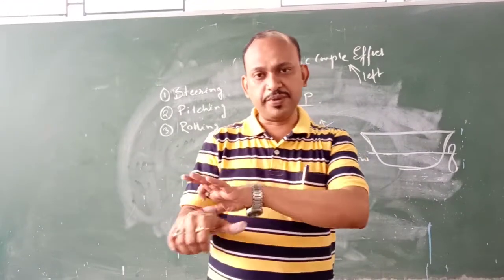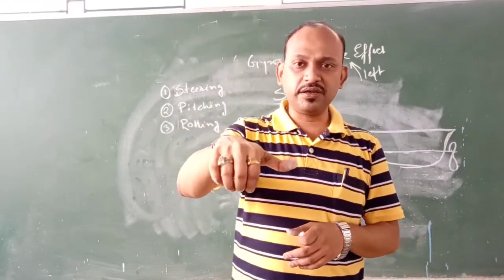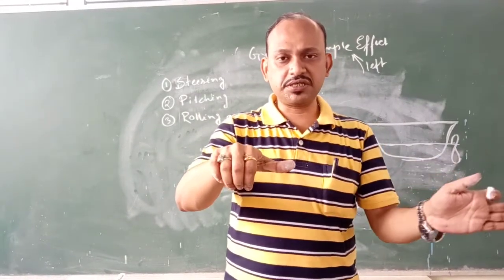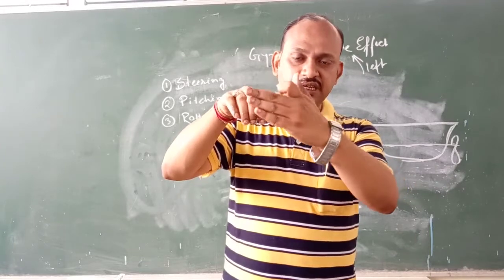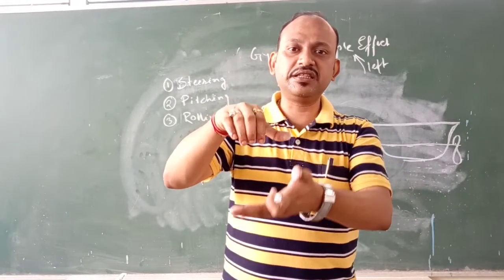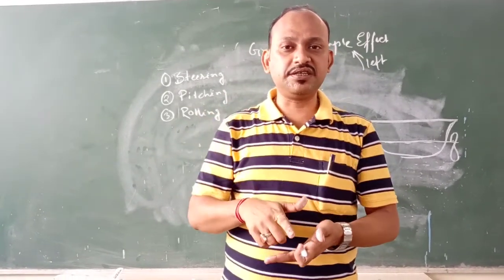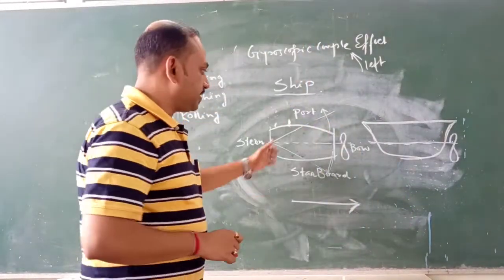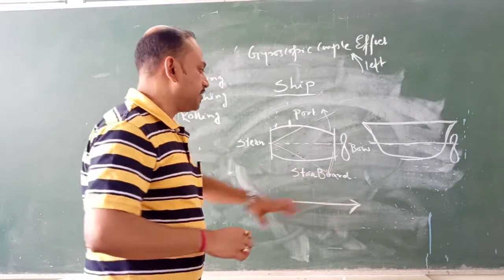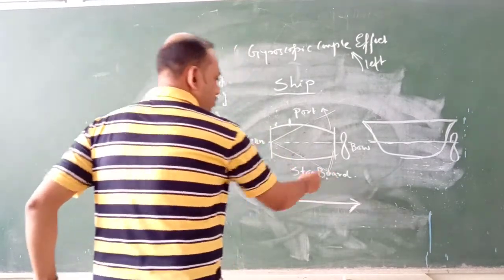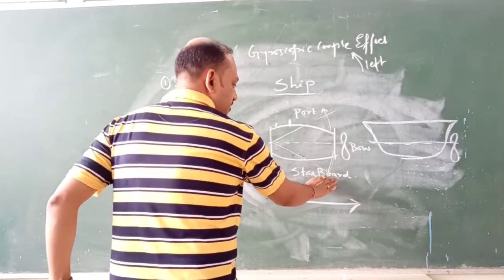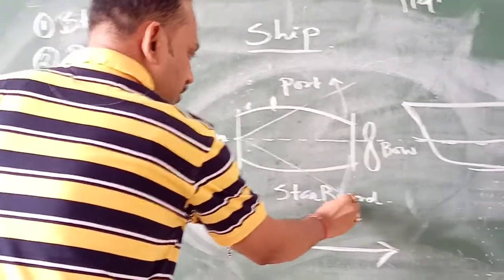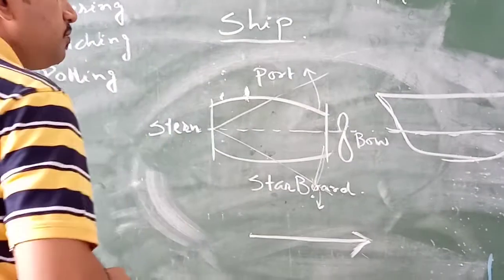Opposite to this, in order to balance this couple, we need to apply the reactive gyroscopic couple that will be acting in the opposite direction. That means towards left. So what is the sense of the reactive gyroscopic couple? That is acting in the downward direction. So what does it indicate? It indicates that when the ship is taking a turn, this portion, the starboard portion, will just go down and the port portion will move up.